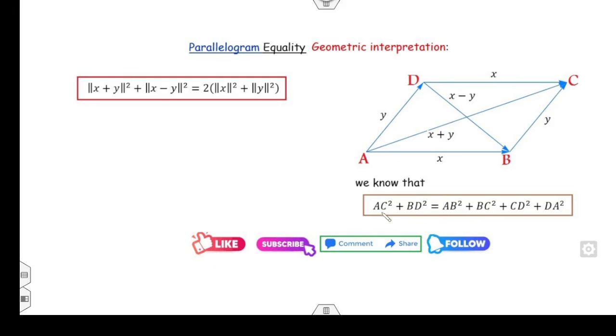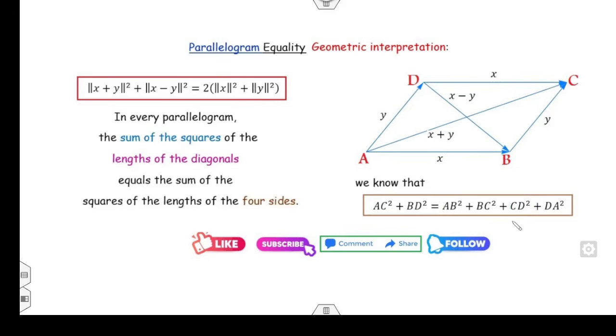Now you can see what is the value of AC? Norm of x plus y squared. What is BD? Norm of x minus y squared. Because AB and CD are the same, that will be twice the norm of x squared and twice the norm of y squared, which is the required geometric interpretation of the parallelogram identity. Because in every parallelogram we know the sum of the squares of the lengths of the diagonals is the same as the sum of the squares of the lengths of the four sides of the parallelogram.